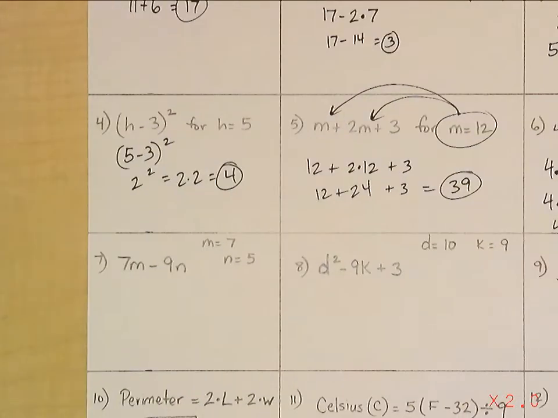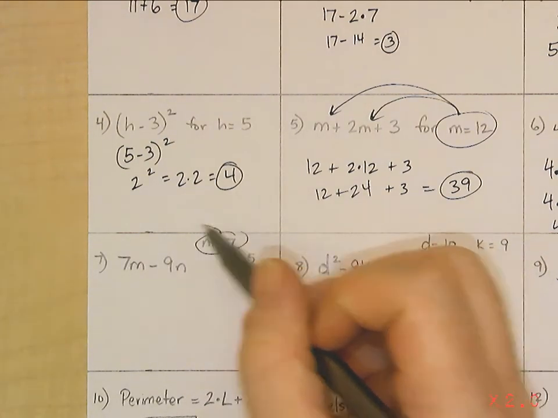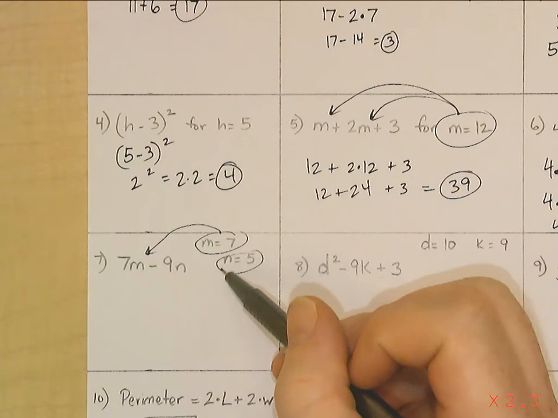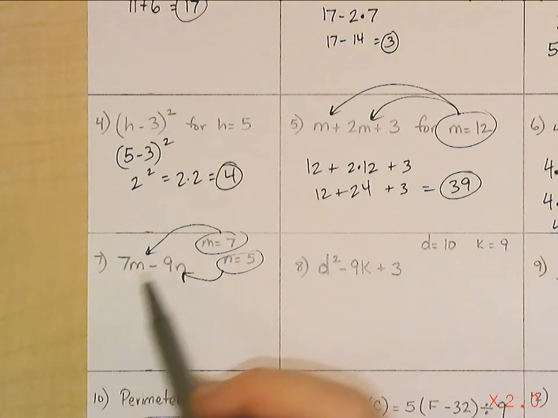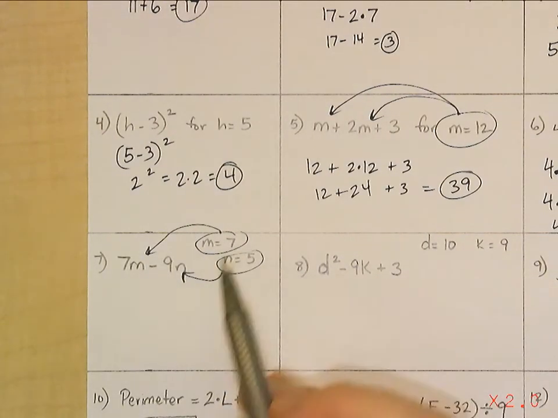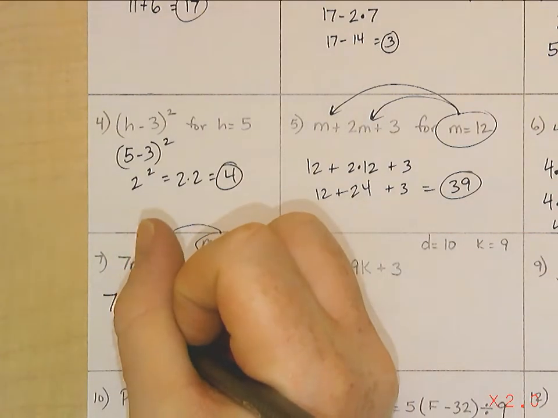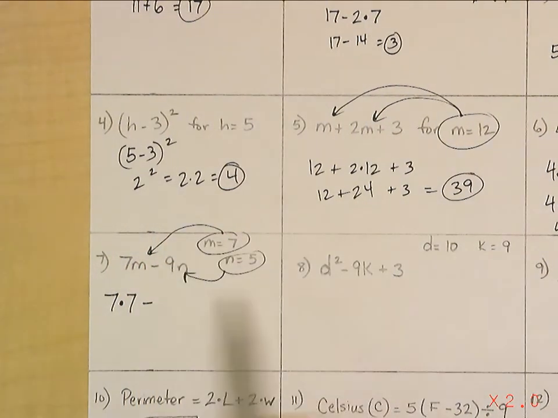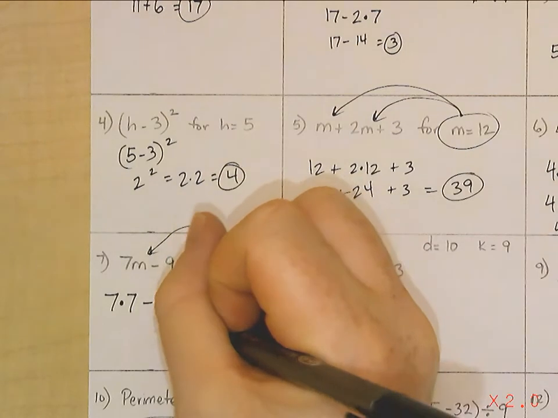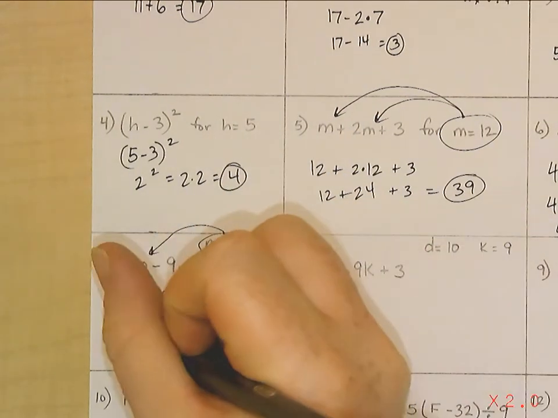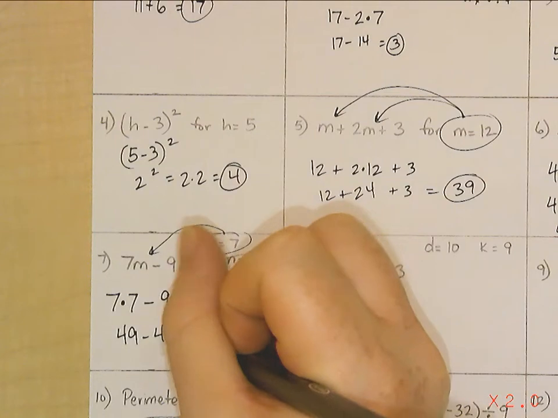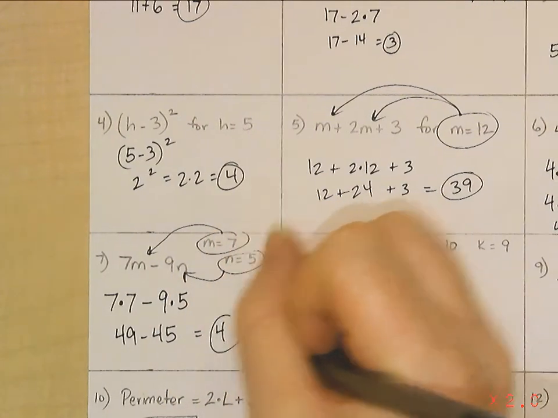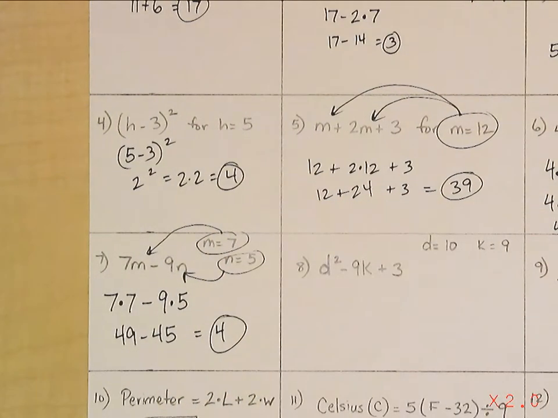Number 7. Instead of having just one variable, now we have 2 variables. We have 7 for m, n is 5. So we're going to plug in its respective variable. So 7 times m, or in this case 7. So 7 times 7 minus 9 times 5. So that's 49 minus 45. The answer should be 4.